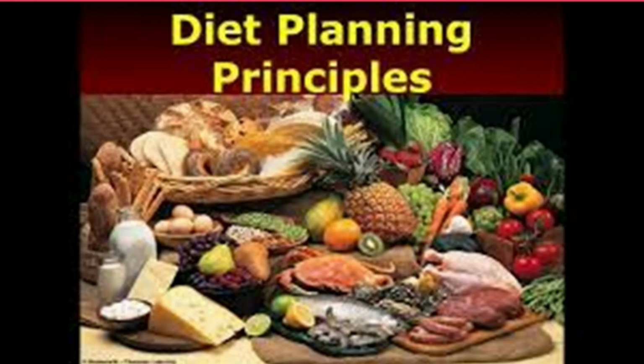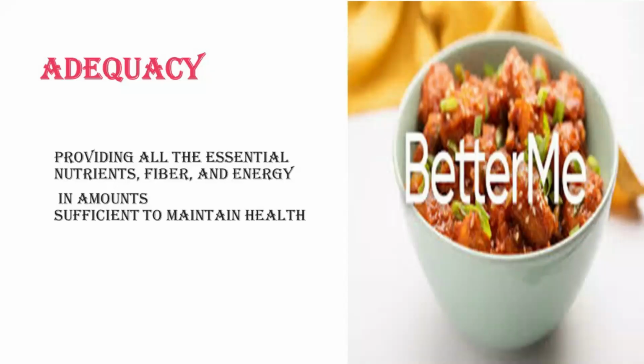Diet planners have developed several ways to select foods. Whatever plan or combination of plans they use, they always keep in mind the six basic diet planning principles when they are going to plan any type of diet. The first most important diet planning principle is adequacy.